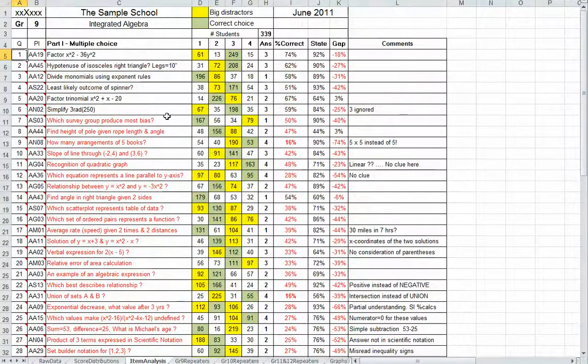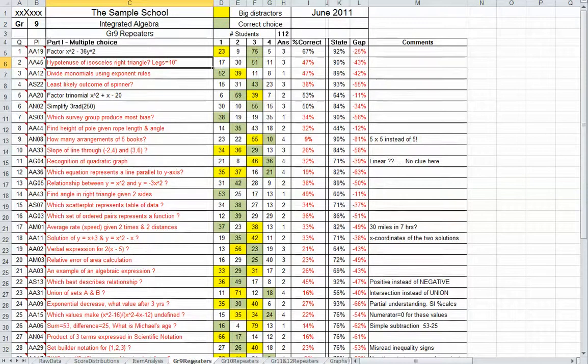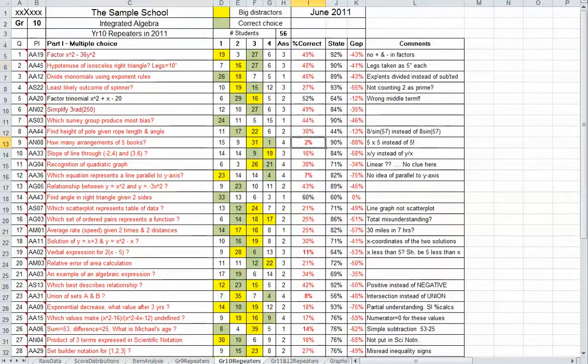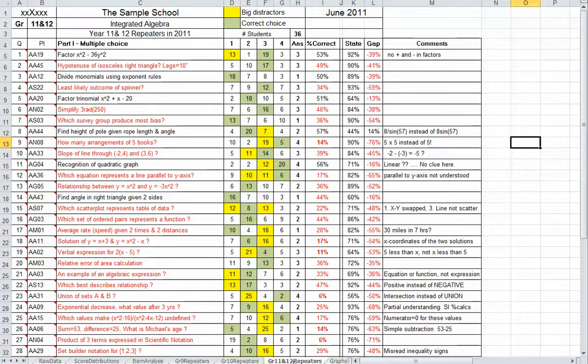Then we've done the item analysis for the grade 9 repeaters. So anyone who is picking up a group of grade 9 repeaters has got some pretty good information here as to where their weaknesses were. Same with grade 10, and I've combined 11 and 12.